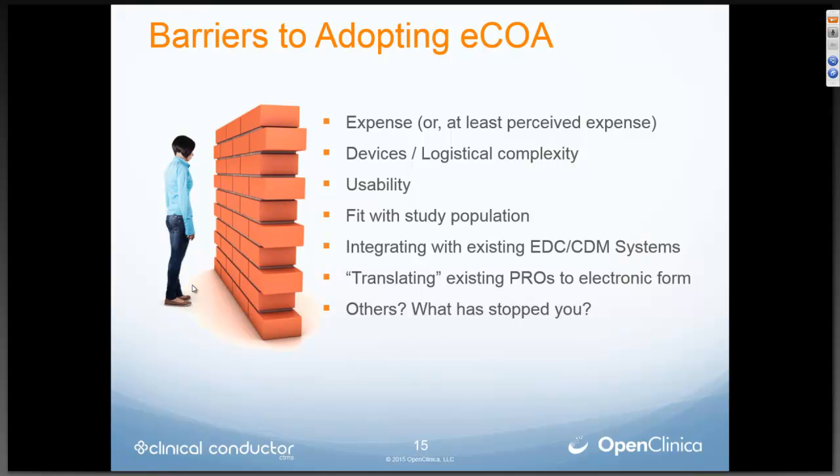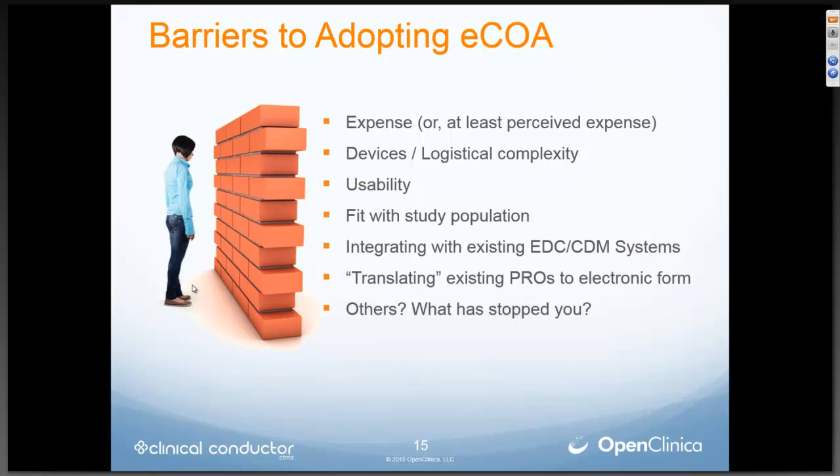Barriers can include the usability of a particular solution or instrument in an electronic form. It may include the fit or lack of fit with study population. If the study population doesn't have access to technology or isn't able to use it somehow, that can be a barrier. Integration with EDC systems can be a barrier. If you're collecting data electronically, how is that data going to get into the ultimate repository for the clinical trial? As well as translating existing PROs into electronic form. It's not necessarily feasible to take an existing paper form and render that electronically and assume you're going to get scientifically valid results.